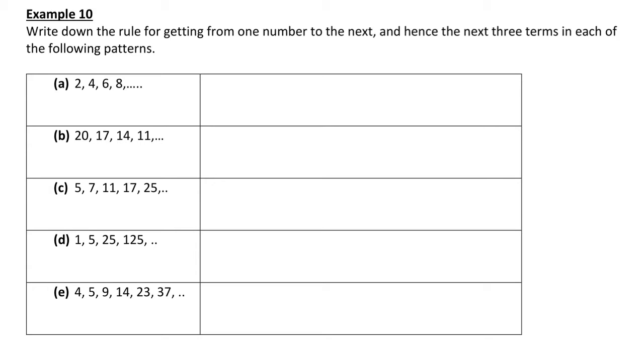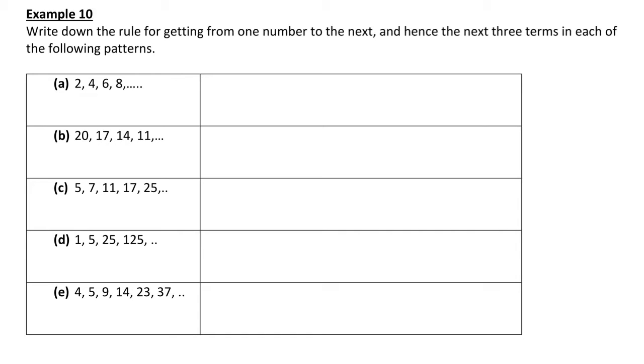5 to 7 to 11 to 17. So to get from 5 to 7, we add 2. 7 to 11, you add 4. You add 6, and you add 8. So what we're doing is we're adding the even numbers each time. And the next ones are going to be 25 plus 10, which is 35. 35 plus 12, which is 47. 47 plus 14, which is 61.